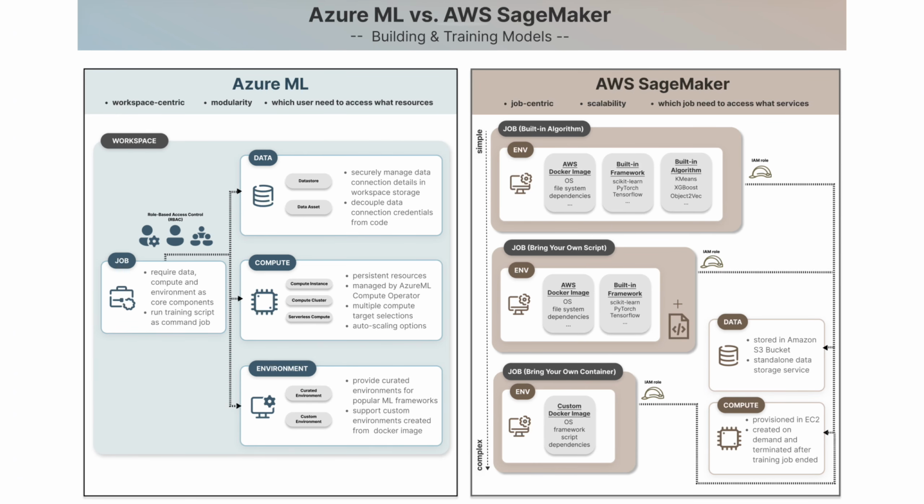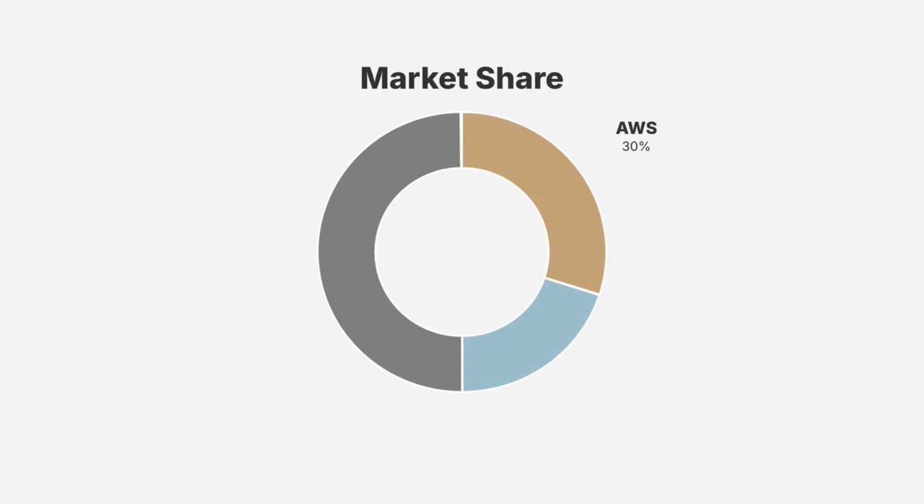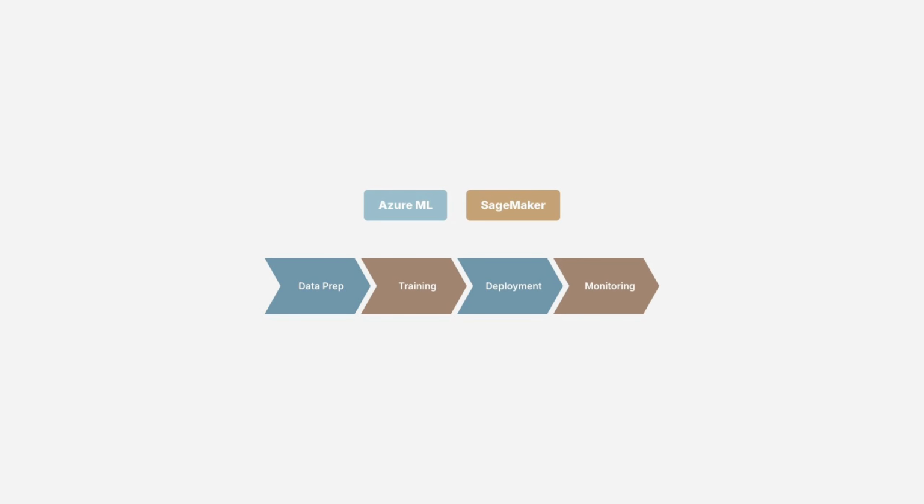Microsoft Azure and Amazon Web Services are the two largest cloud platforms, commanding 50% of the global market, AWS at 30%, Azure at 20%. Azure ML and AWS SageMaker are their machine learning services for the entire ML lifecycle. Data preparation, training, deployment, and monitoring.